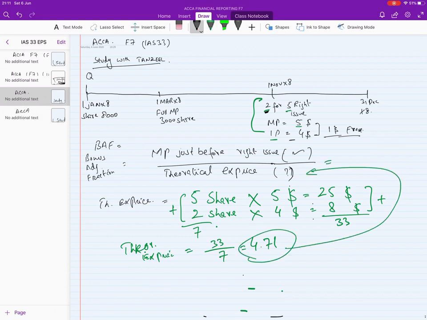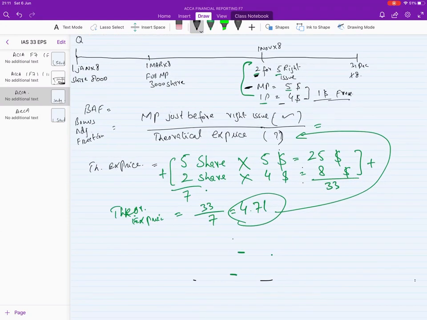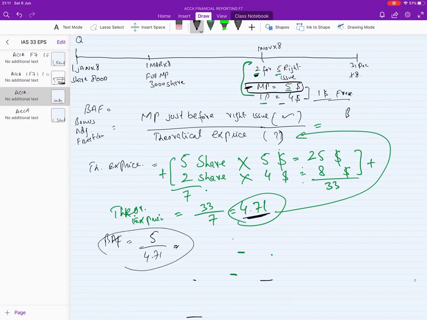So the market price just before the rights issue is 5, divided by the theoretical ex price, which is 4.71. This is your BAF, the bonus adjusted factor.